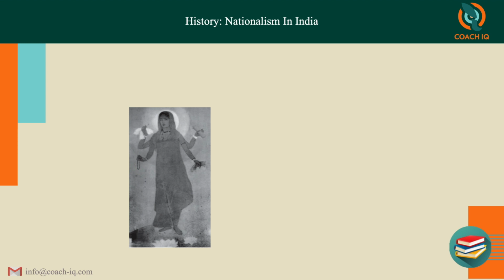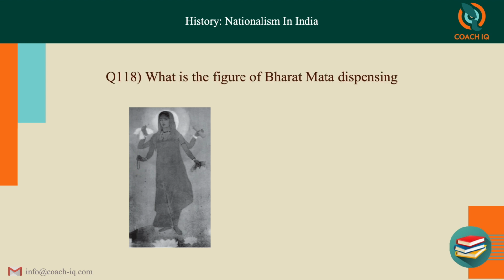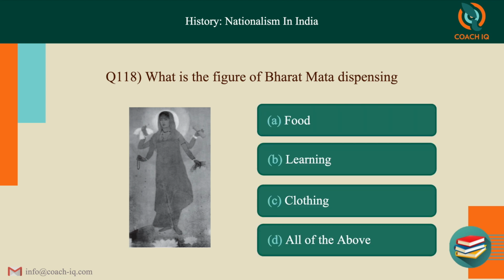Now, the next question in this particular image could be, what is the figure of Bharat Mata dispensing? What is she giving? Food, learning, clothing or all of the above? The answer is all of the above. Because you see the grains in her hand, she's shown with 4 hands. So grains in her hand, that is not grains exactly, like grass is there, that is food. Then there's a small clothing object, that is clothing. And there is a bundle of paper, that is your learning. So all of the above.